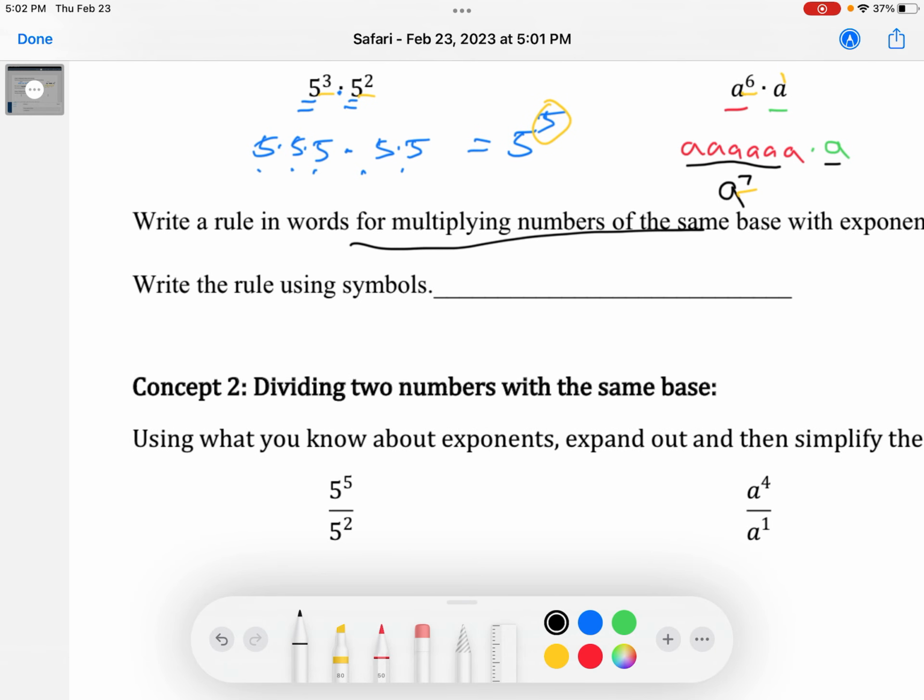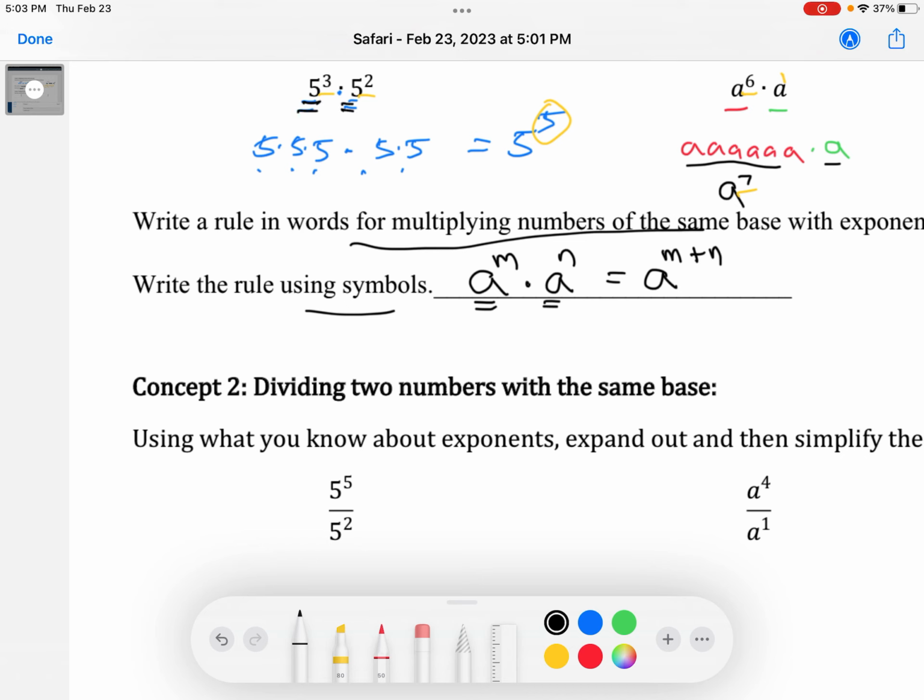So let's think of this same thing with symbols. I'm just picking a random letter. Let's pick A to the M times A to the N. These bases, remember, are the same, is equal to A to the, adding exponents means, M plus N. So that's the rule written in symbols. But just the idea is you can always go back to writing exponents out the long way and then following that pattern.